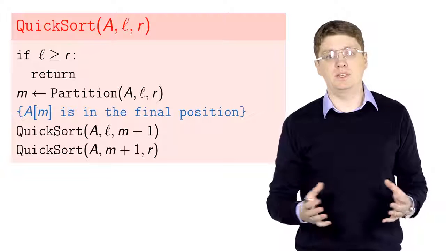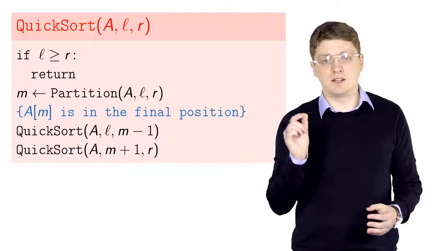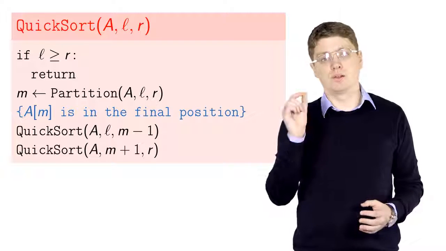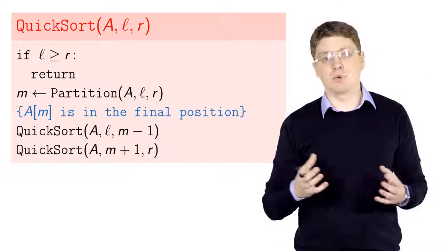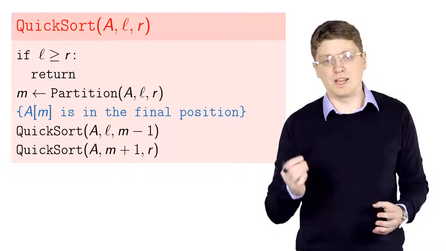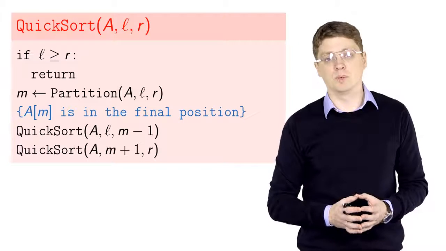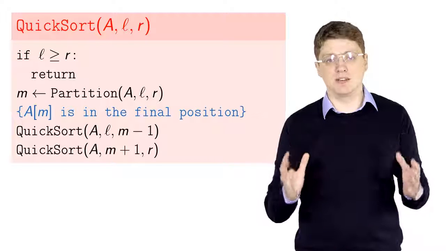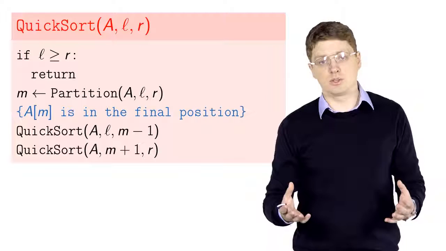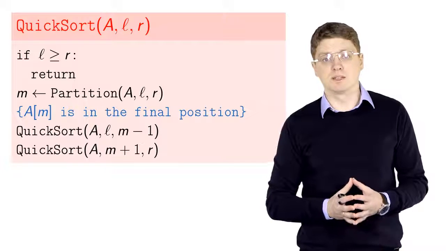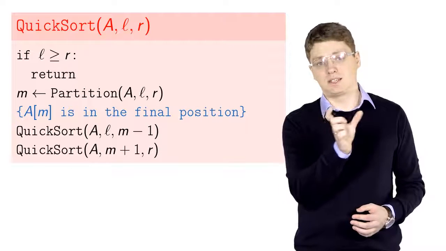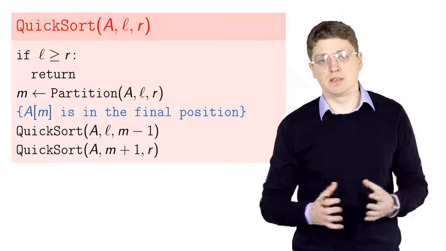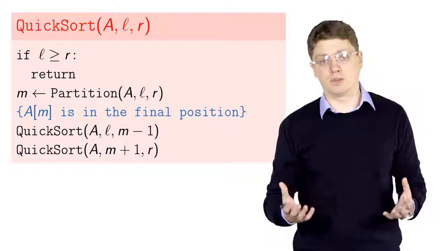It rearranges all the elements inside this subarray with the following property. After the call to this procedure, A of M stays in its final position, meaning that all the elements to the left of A of M are at most A of M, and all the elements to the right are greater than A of M. Once again, after the call to the partition procedure, A of M stays in its final position. So what remains to be done is to sort all the elements that are at most A of M, which stay to the left of A of M, and all the elements that stay to the right. We do this just by making two recursive calls.